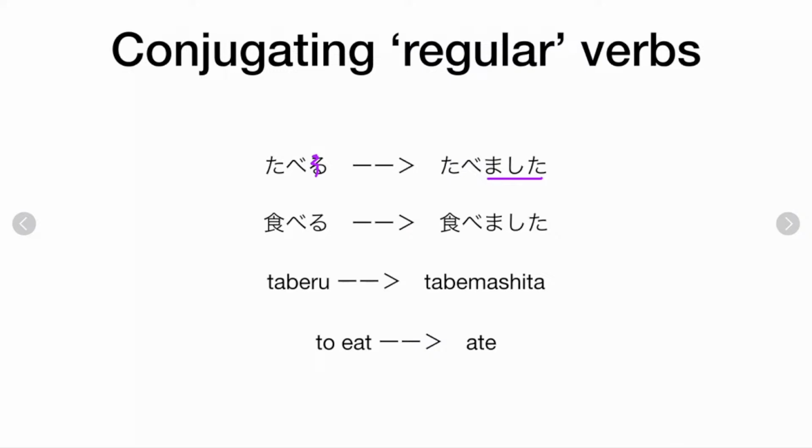Yes, ru will always change to ri for polite verb endings. Depending on the verb ending, it will change, and we'll talk about those when we talk about verb endings. In this case, we're just doing polite verbs, right? Because we're learning polite Japanese. The reason we're learning polite Japanese is because this is generally what they do in classes.